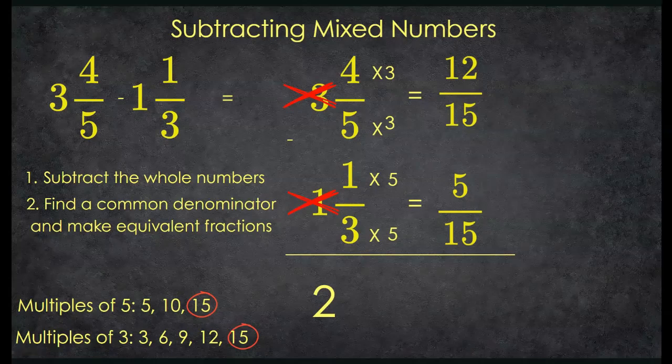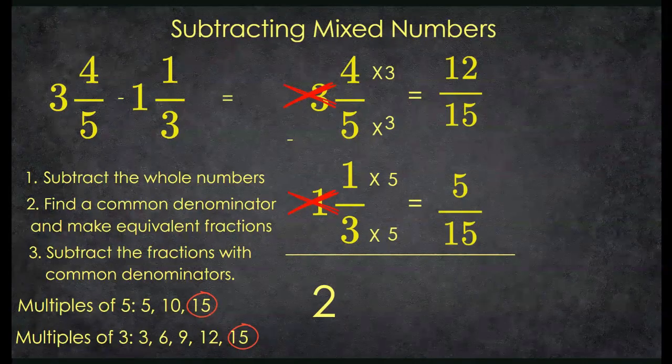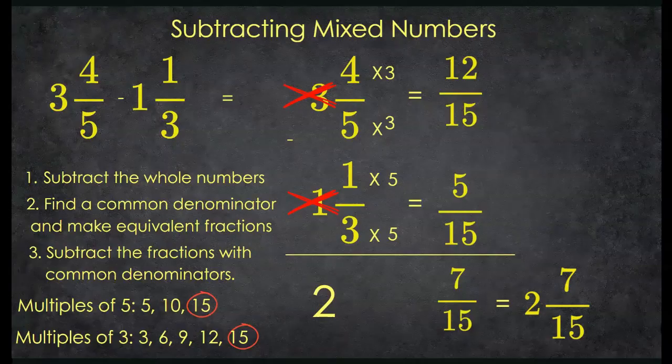Now that they have a common denominator, I am able to subtract. And remember, when we add and subtract fractions, we only add and subtract the numerators. The denominators stay the same. So I'm going to go ahead and subtract those. 12 minus 5 is 7. And then I'm going to combine my whole number and new fraction to make a mixed number, which is going to be 2 7/15. All right, let's take a look at another example using the same strategy.